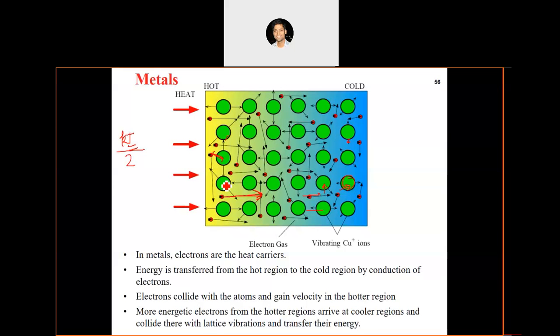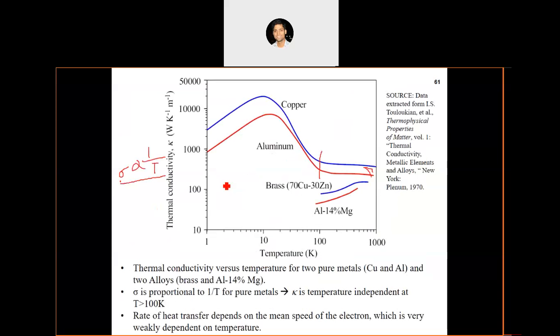So that is why, physically also, we can see that the thermal conductivity is not depending strongly on the temperature, because the rate of heat transfer depends on the mean speed of the electron, which is very weakly dependent on temperature. All right.